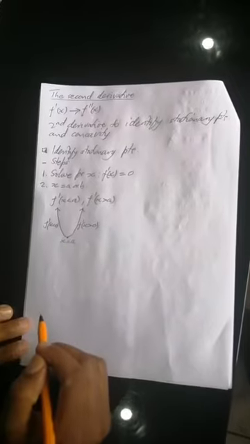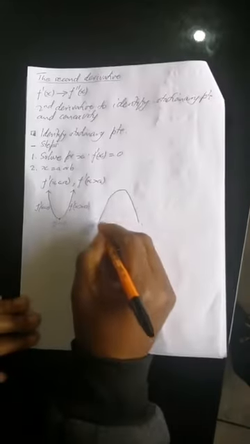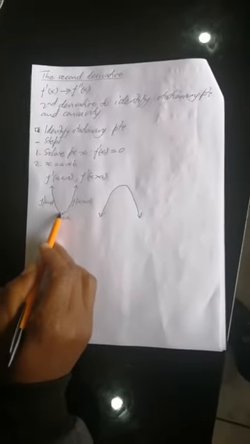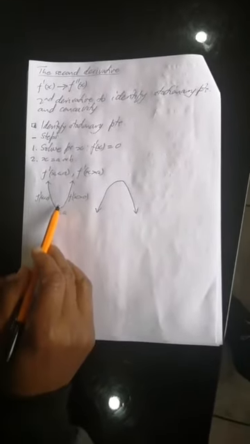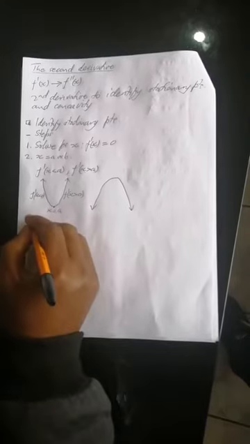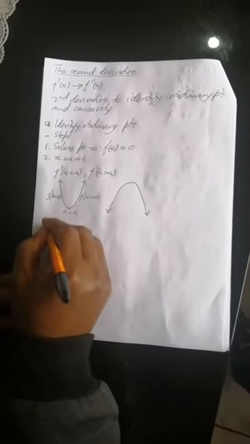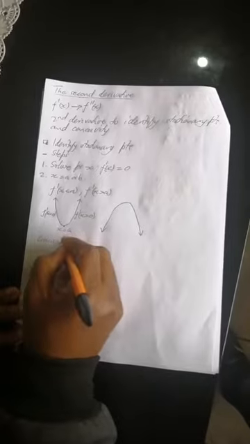So once we have that, we can say we have a local minimum turning point, and hence the graph is concave up. As you can see from this graph, it's curving up, as opposed to curving down. This is curving down and this is curving up. So we say the graph is concave up. Here we conclude that the graph is concave up.